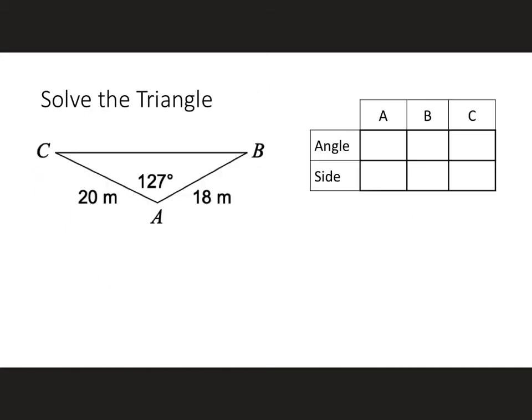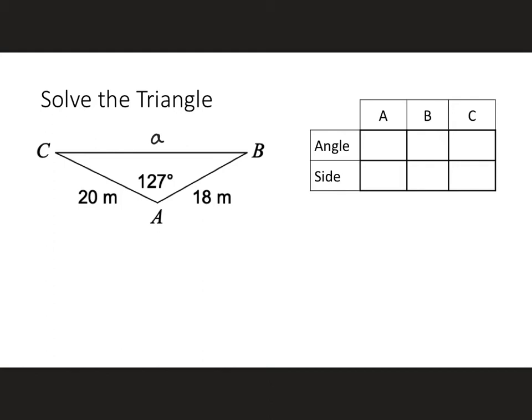Excellent. Let's attempt to solve this triangle. Okay, we have side A, which was not given to us. I'm just going to write an A in the diagram. We have sides B and C, though. We have angle A. We don't know what angle B is, and we don't know what angle C is. But let's fill out our table.